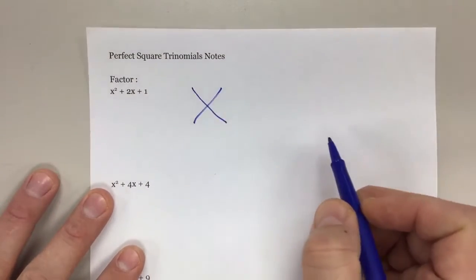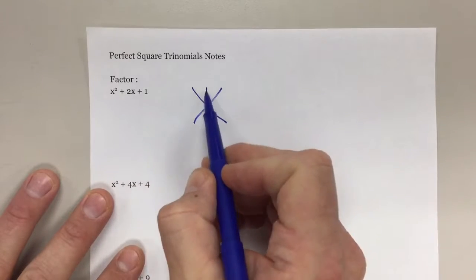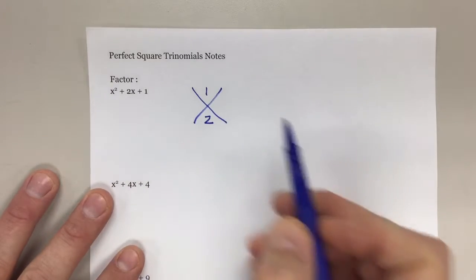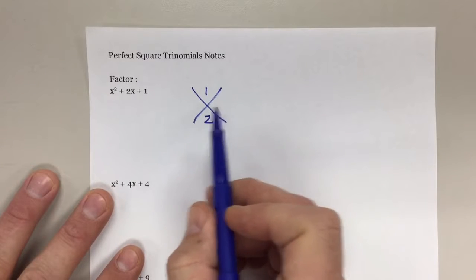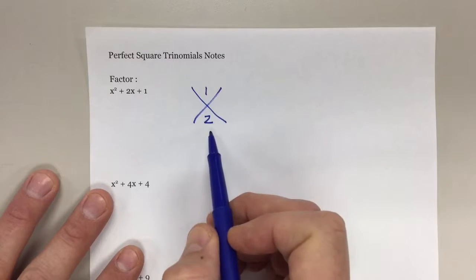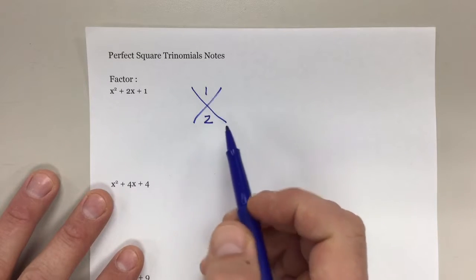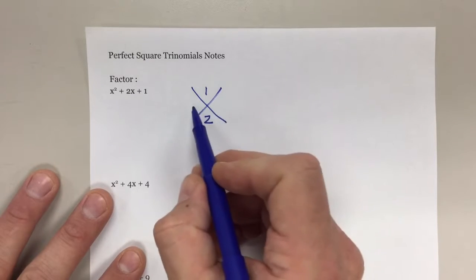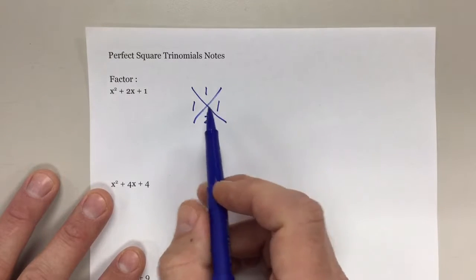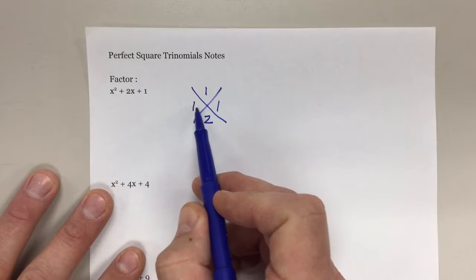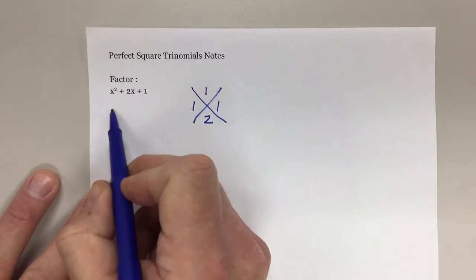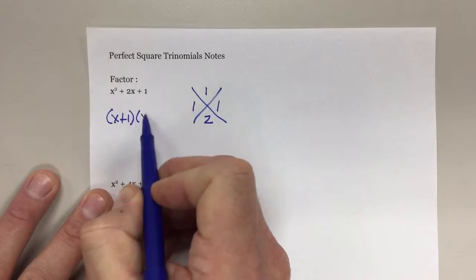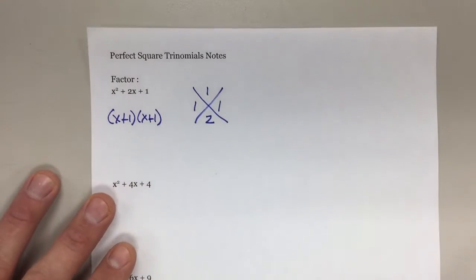So we set up the diamond problem, put the third number on top, the middle number on the bottom, and we're trying to think of two numbers that when I add them together I get 2, but when I multiply them together I get 1. So obviously 1 and 1 would work. 1 times 1 is 1, 1 plus 1 is 2. So the factors would be x plus 1 times x plus 1.